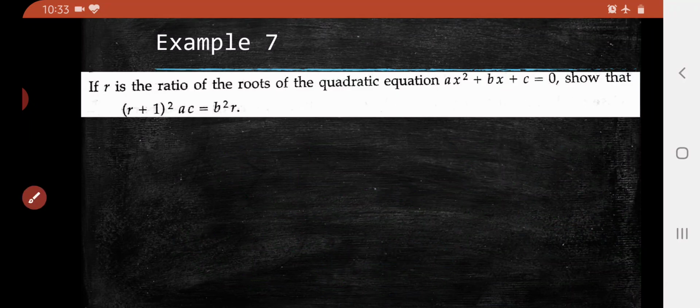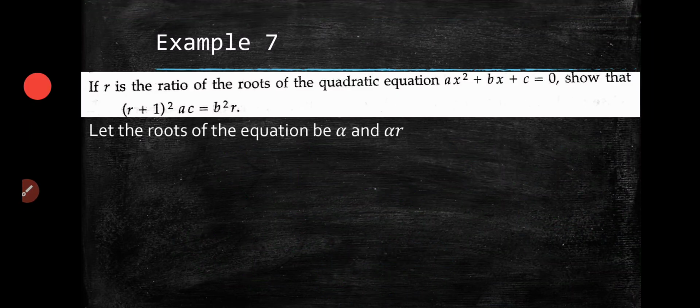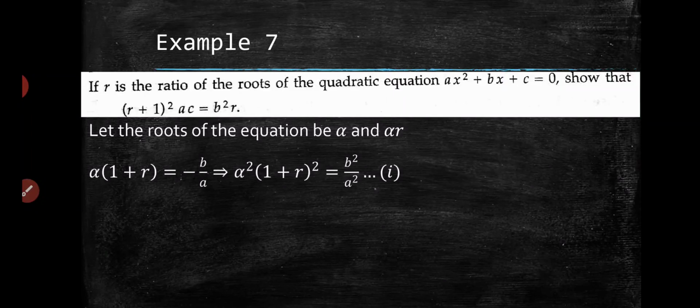Now I can consider the roots of the equation to be alpha and alpha into r. I could have considered alpha by r as well. So from here, what is the sum of the roots? The sum of the roots is alpha plus alpha r. If I take alpha common, it becomes alpha into (1 + r), and that is minus b by a. If I square it, it becomes alpha² (1 + r)² equals b² by a². And then the product, alpha² r, equals c by a.